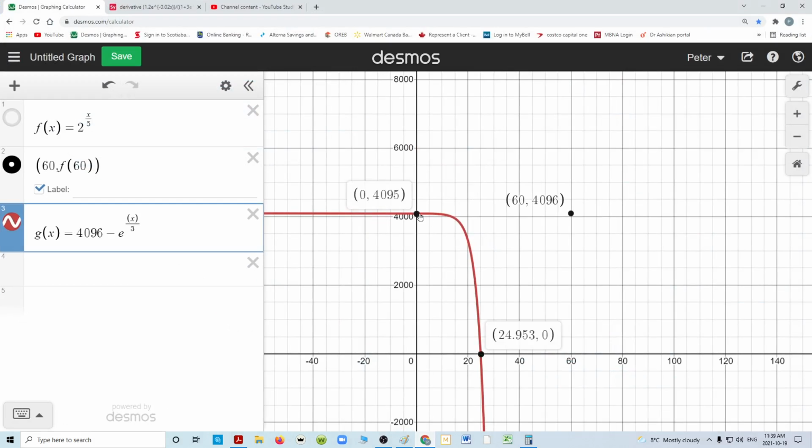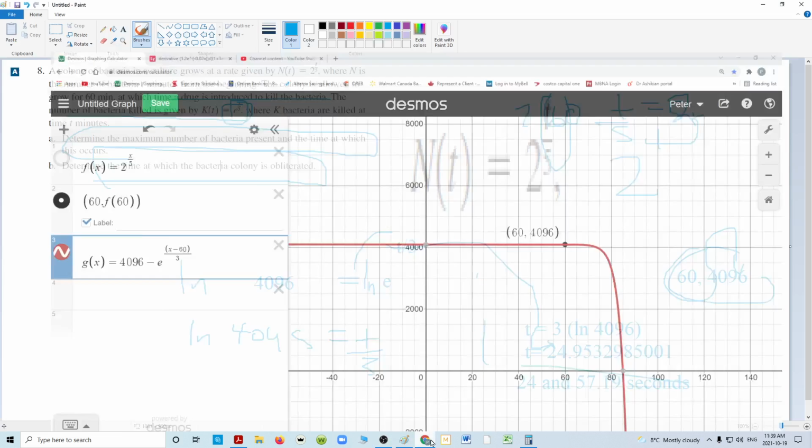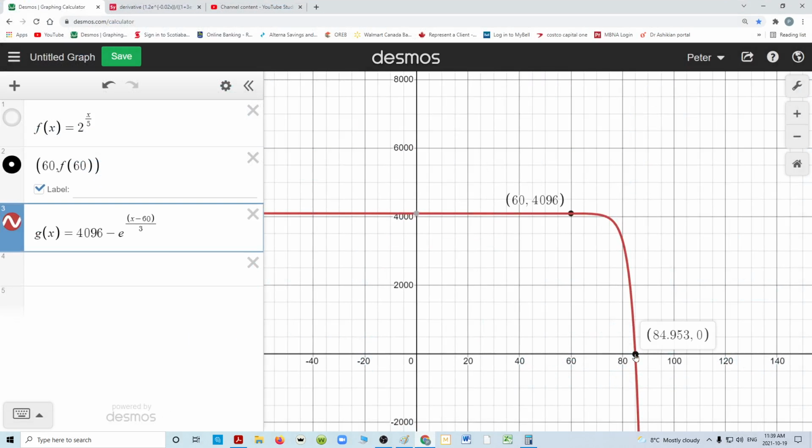However, if I want to mark the start of this antibacteria with this, I just use my translation knowledge, and I simply move my curve over to the right 60 minutes by subtracting 60. Now ask yourself, what is 24.9 minutes plus the original 60? Well, the bacteria should now be obliterated at 84.95 minutes. And sure enough, it is. And that's an interesting way that this is called a piecewise function, which you learned.